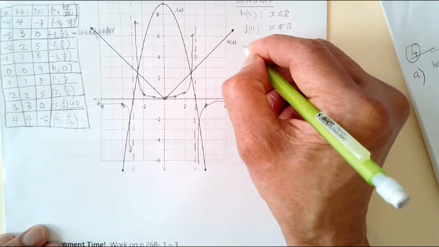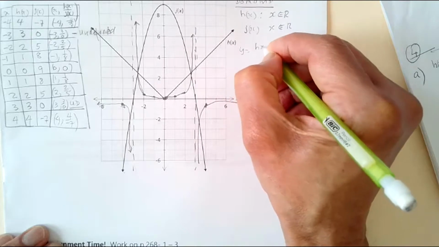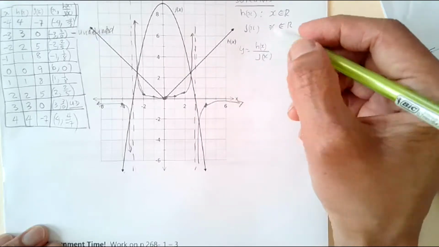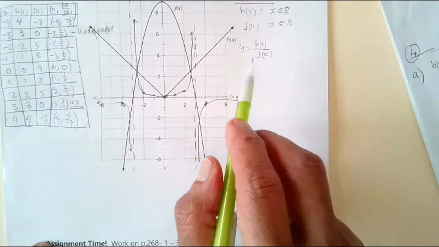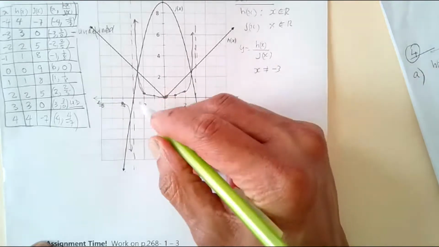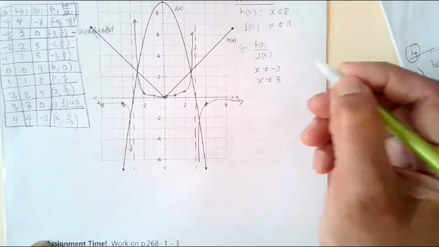But the domain for the composite function y equals h of x over g of x, well, there are two asymptotes. So we can say x is not equal to -3 and x is not equal to +3.